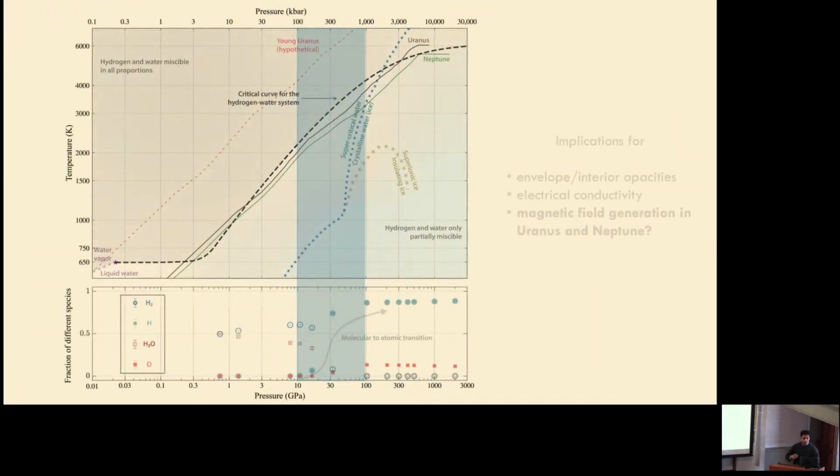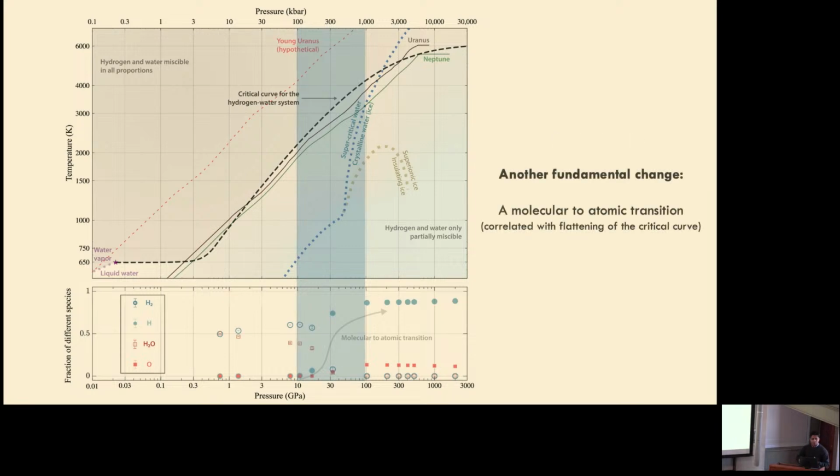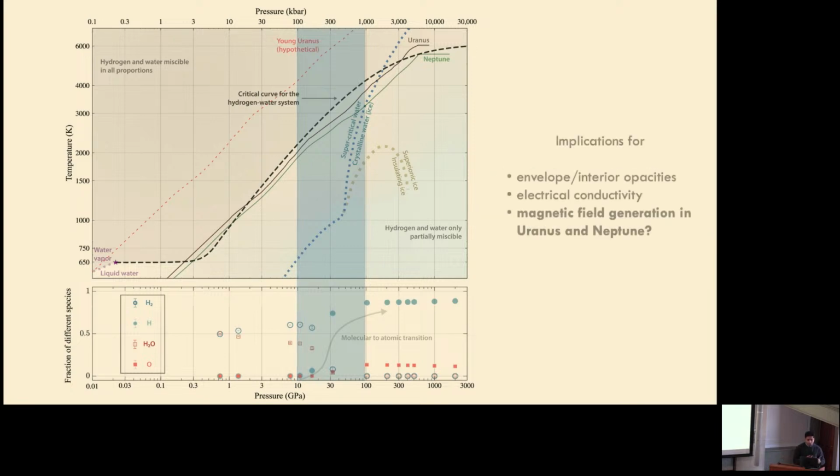Beyond this, there are also some fundamental properties that we get insights into, like molecular to atomic transitions that could be happening in these planets deeper down, which could be consequential for the envelope or interior opacities, the electrical conductivity, or the magnetic field generation in Uranus and Neptune.